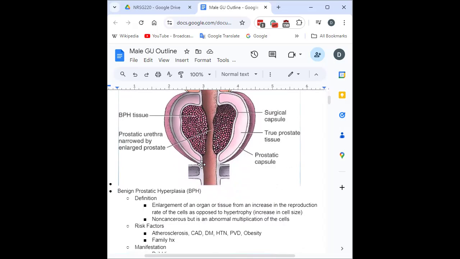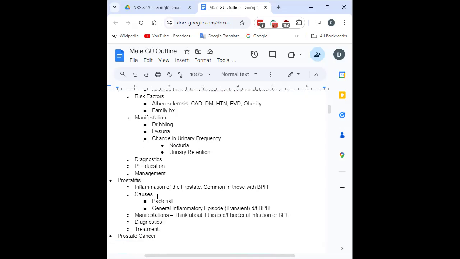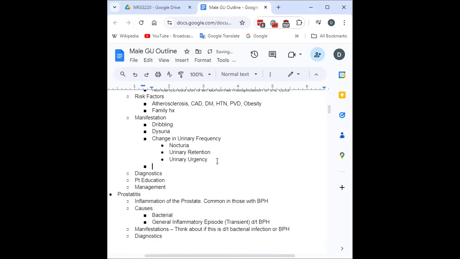Both your BPH and your prostatitis, your inflammation of your prostate, have different mechanisms, but they both end up leading to pressure on your urethra. So what else did you guys mention? You guys mentioned nocturia, urinary retention, urinary urgency. Do you get a fever for BPH? No. So that's one of the things that you want to think about. Is this related to your prostatitis or your BPH? So we will try our best to split them apart.